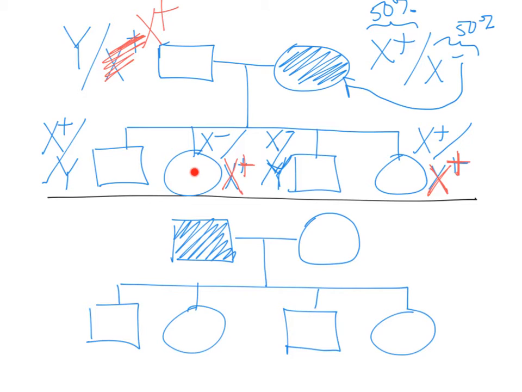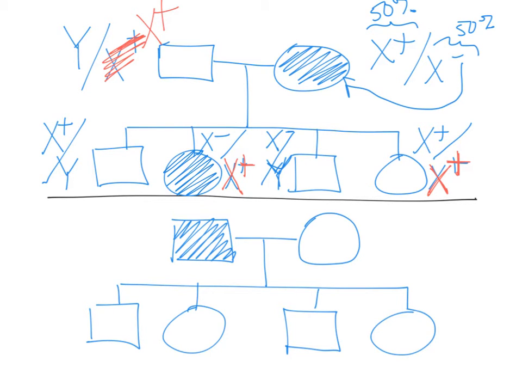What about this sister? Affected or not? What did we say this was? X dominant or X recessive? We said this is X dominant, right? So that means she's got one bad version of the X chromosome, the minus, so she's affected.